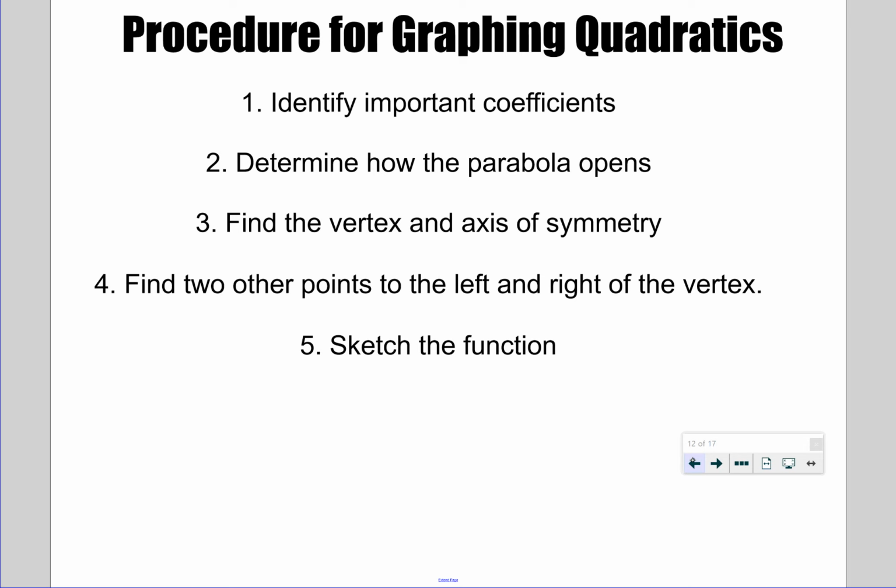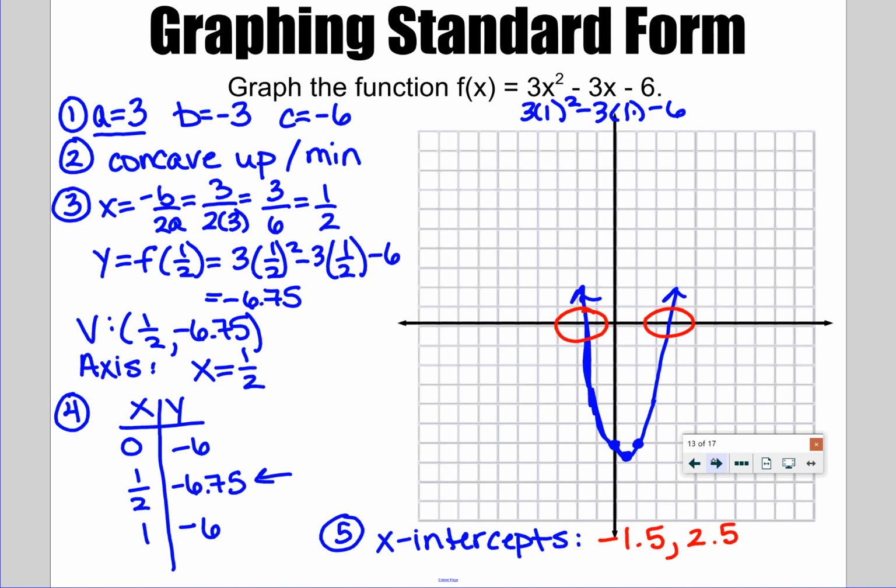Coefficients, how it opens, vertex and axis of symmetry, 2 other points, sketch. Oh, I guess I did a little extra with estimating the x-intercepts, that's fine. You could also estimate y-intercepts here. Actually, you don't even have to estimate them. We calculated it. Remember, a y-intercept is when x equals 0. So you have a point on your y-axis at -6, but you can't always calculate that one by plugging 0 in.